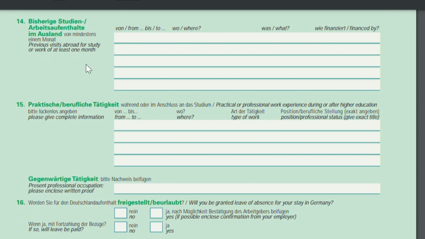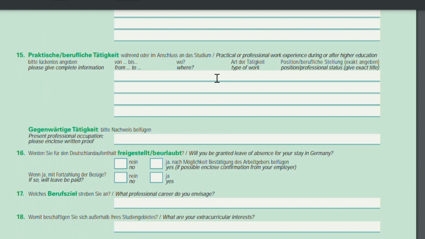And on this page, they're asking for your previous visit abroad for study or work of at least 1 month. So if you have studied abroad for work or for studies, you give those details here. From which time to which time, in which country, and what you were doing, that is if it was study or for work, and then financed by who. So you provide that information. It doesn't apply to me, so I'm not going to go there.